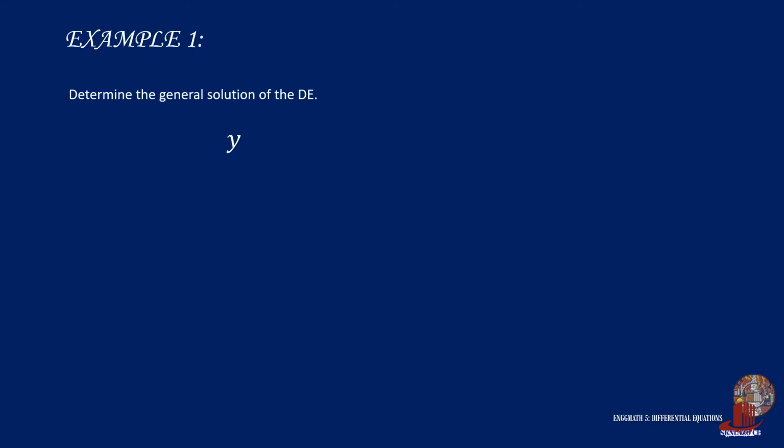Moving on to the first example to show how the procedure works, with y double prime minus 4y prime less 5y is equal to 14 less 30x. Our general solution y is computed as yc plus yp.